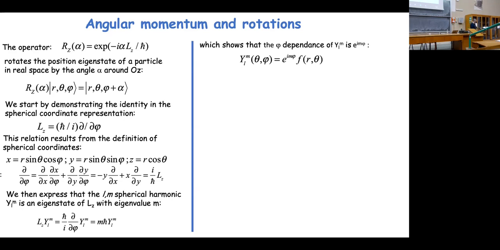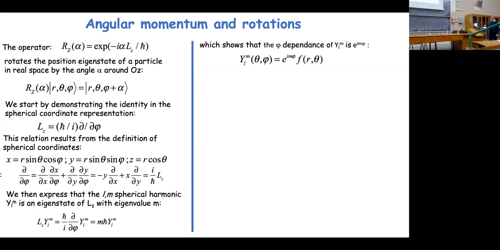The spherical harmonic Y_lm is an eigenstate of this d over d phi operator with the eigenvalue m h bar. So you have this equation, which shows that Y_lm is thus proportional to e^{imφ}. So the phi dependence of the spherical harmonic is just e^{imφ}. So we know now this.